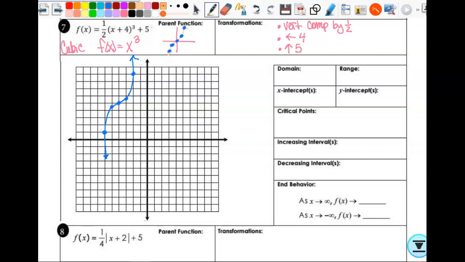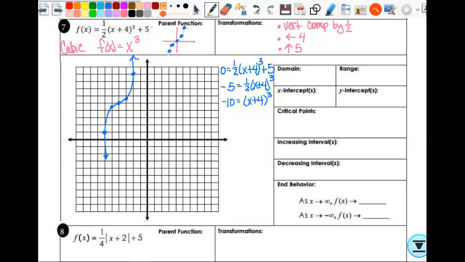Do I have an X-intercept? Yes. So my X-intercept is when y is 0. 0 equals 1/2 times x plus 4 cubed plus 5. So I can subtract 5 from both sides, and I get -5 equals 1/2 times x plus 4 cubed. What would I do next? Multiply both sides by 2. So I get -10 is equal to x plus 4 cubed.